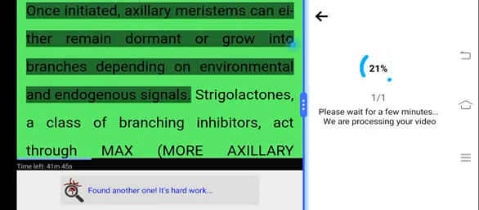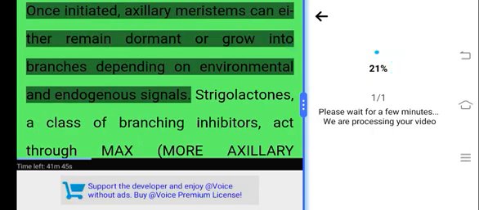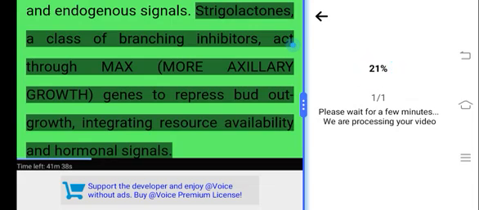Once initiated, axillary meristems can either remain dormant or grow into branches depending on environmental and endogenous signals. Strigolactones, a class of branching inhibitors, act through MAX, more axillary growth genes, to repress bud outgrowth, integrating resource availability and hormonal signals.